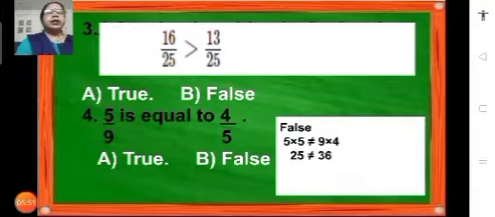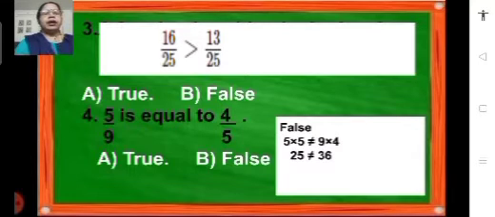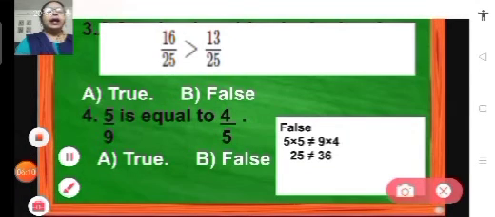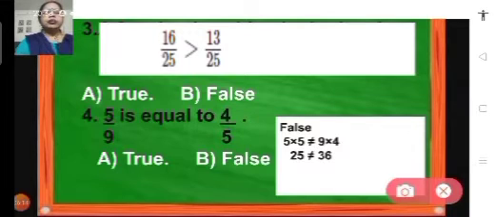So we have to compare 16 upon 25 and 13 upon 25. It is given that 16 upon 25 is greater than 13 upon 25. Yes, it is true, because we know that when we have like fractions, that means when the denominators are same, then we compare the numerators, isn't it? The fraction with the greater numerator is the greater one. So 16 upon 25 is greater. Yes, it is true.